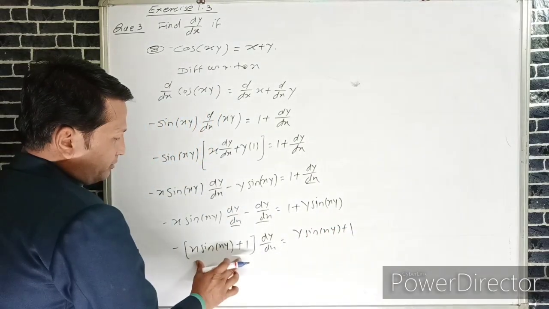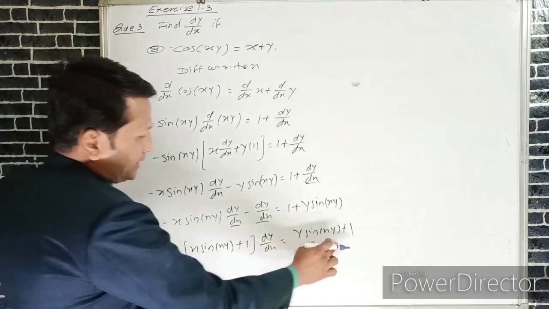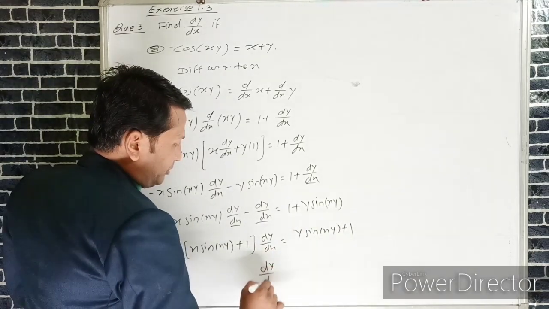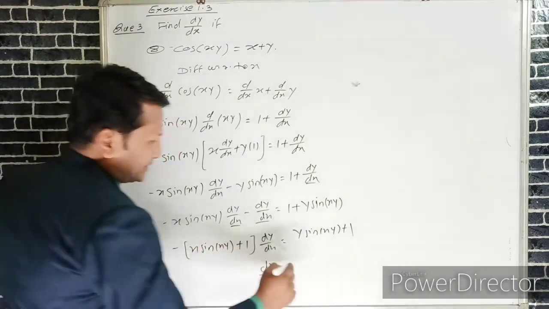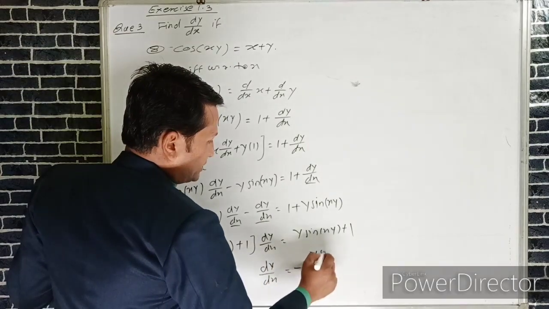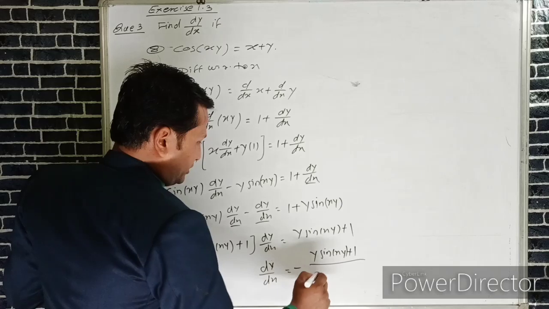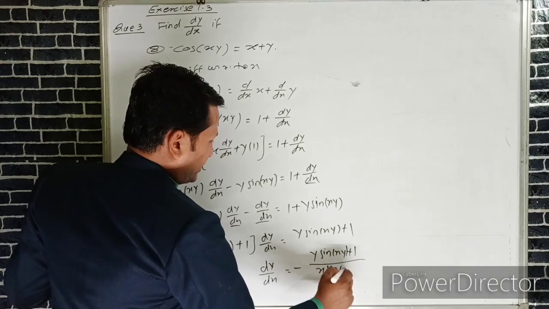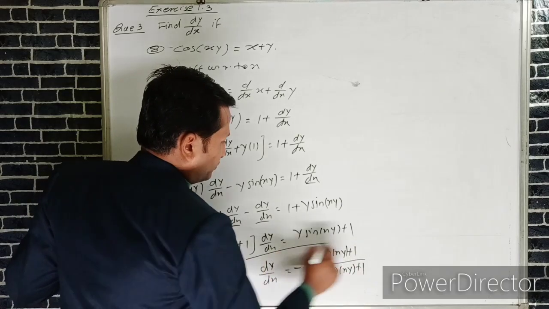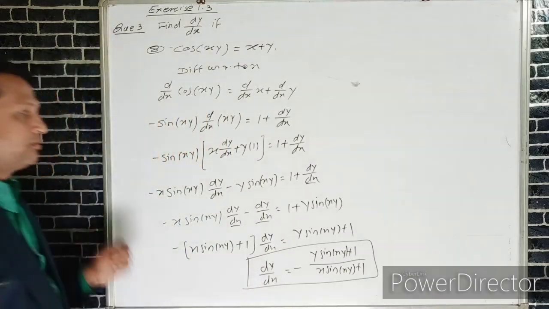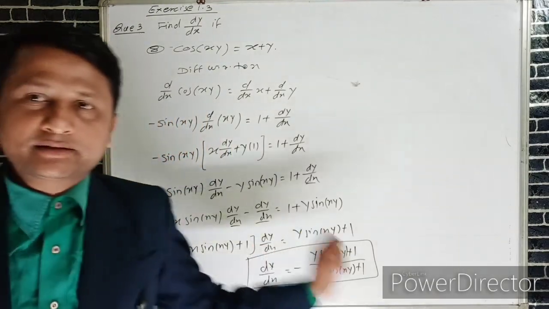This term is a multiple of dy by dx. If we shift it to the right side, then we can write dy upon dx is equal to minus sign as it is, y sin of xy plus 1 upon x sin of xy plus 1, which is the required derivative dy upon dx.